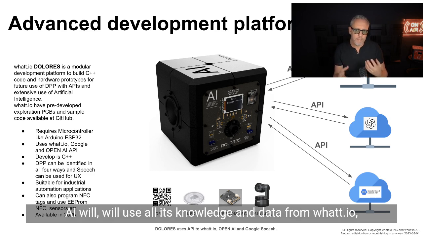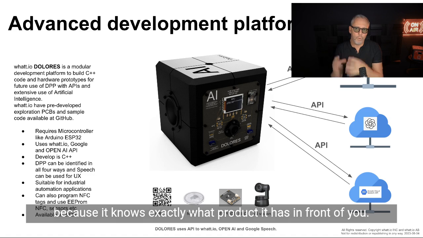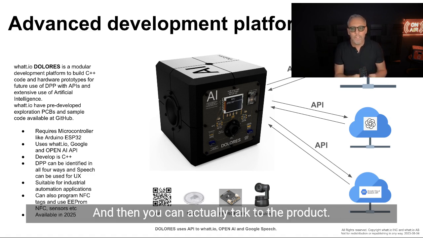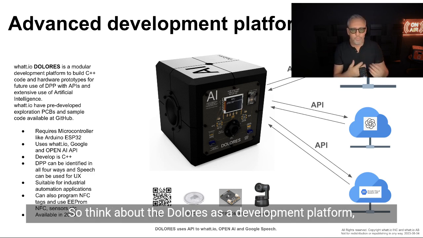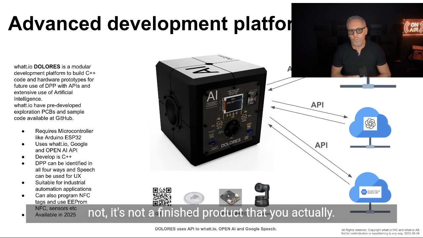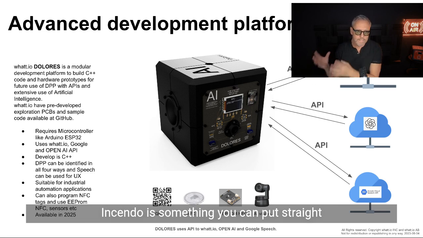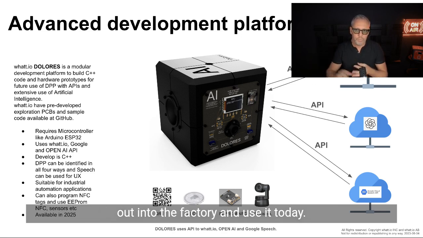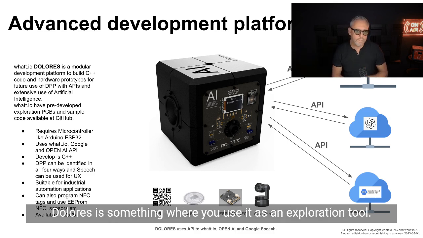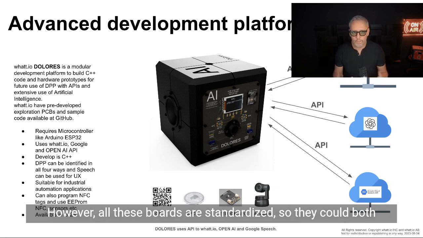And then basically the AI will use all its knowledge and data from What.io because it knows exactly what product it has in front of you. And then you can actually talk to the product. So think about Dolores as a development platform. It's not a finished product that you actually put out like Incendo. Incendo is something you can put straight out into the factory and use it today. Dolores is something where you use it as an exploration tool.